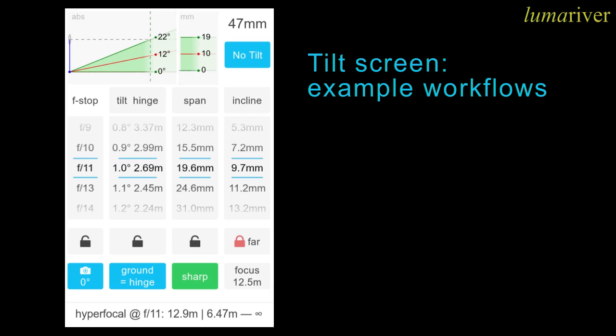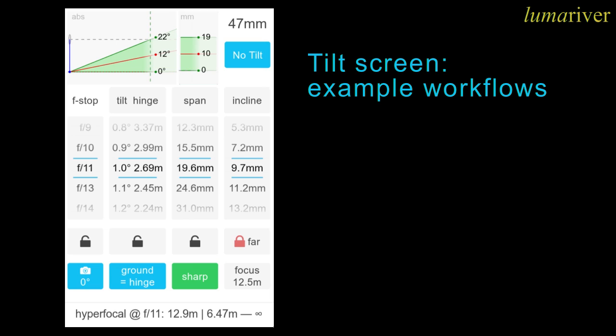We have now looked at all functions in the tilt screen, so now let's go through some typical real use cases. When you have a camera with live view or a view camera with ground glass, you generally don't use the app for setting plane of focus incline. You simply just zoom in on live view and focus at the middle of the tallest object in the scene. You still need to know which f-stop and lens tilt to set though.